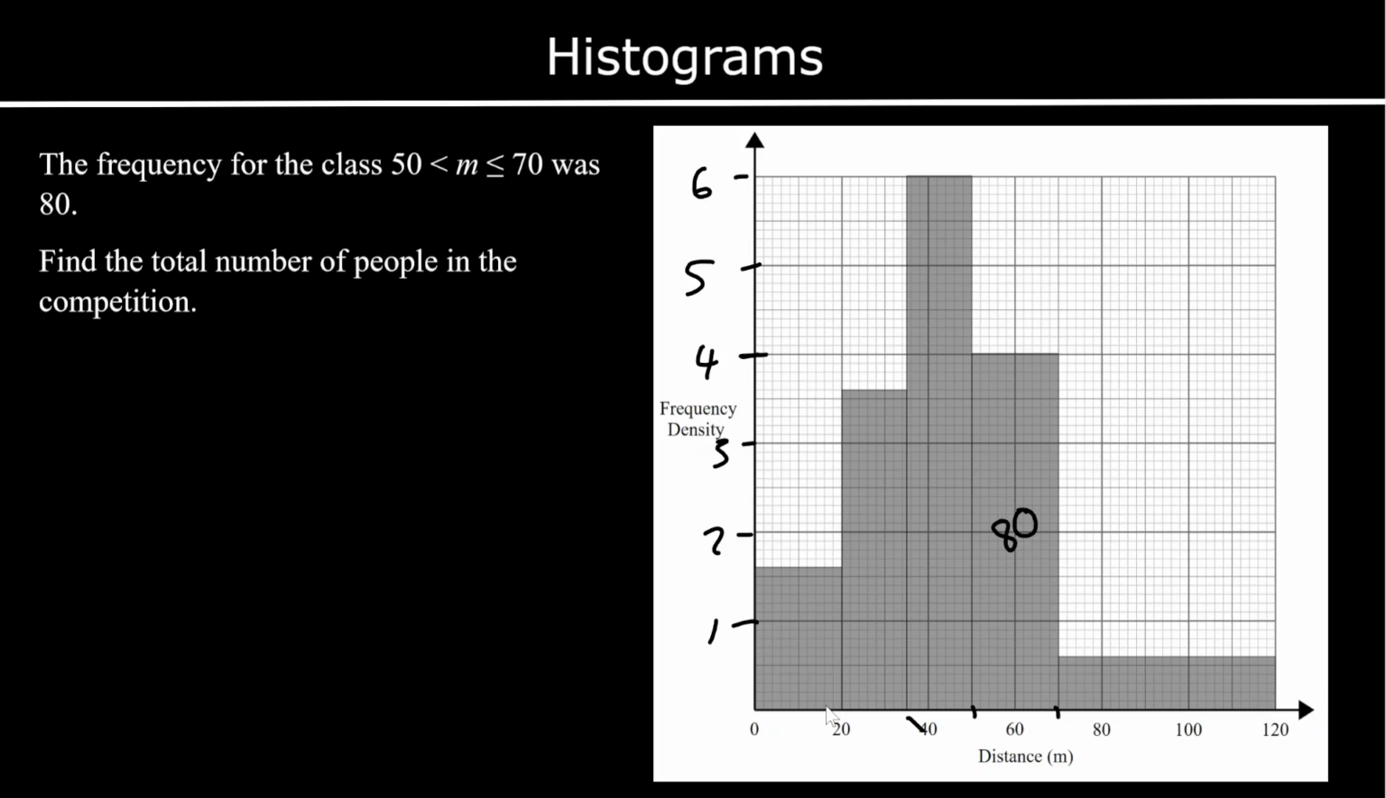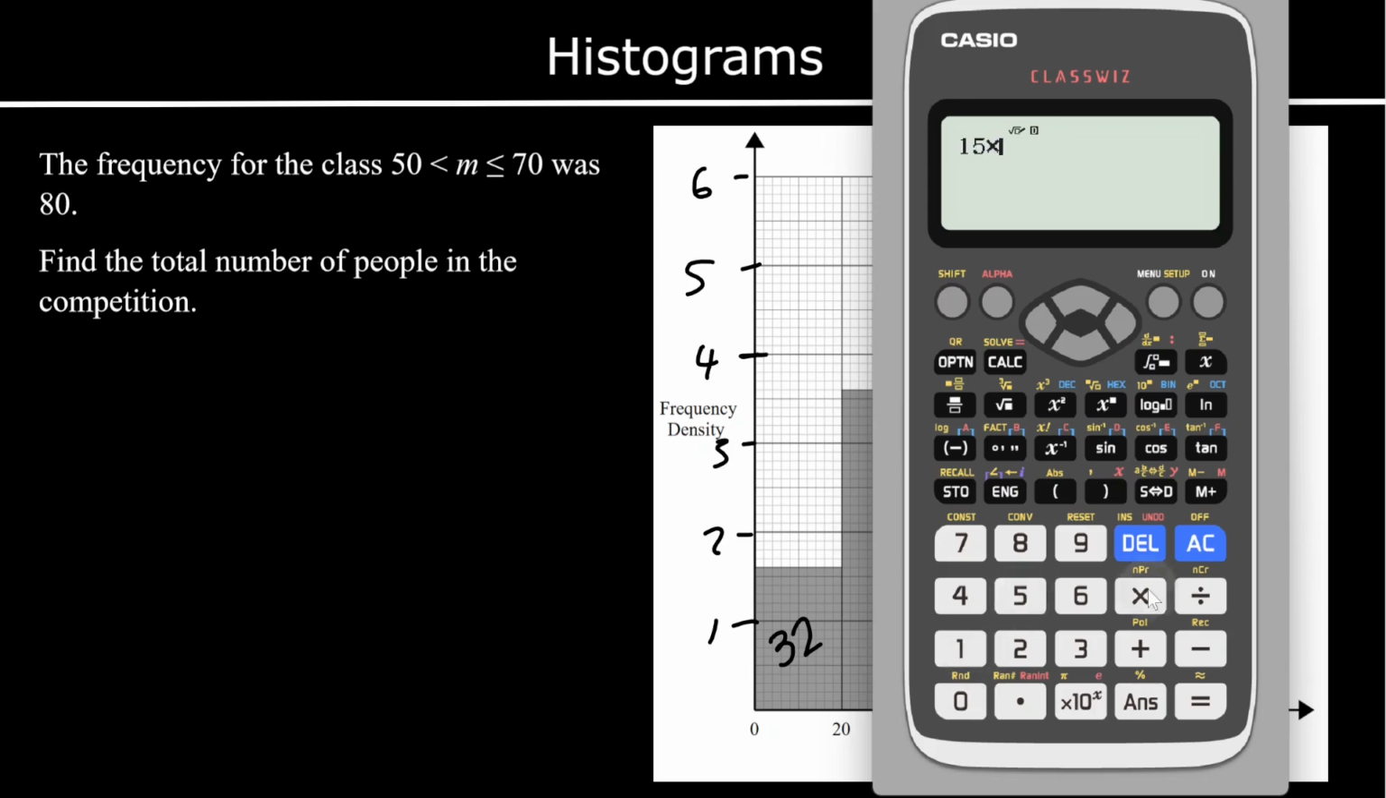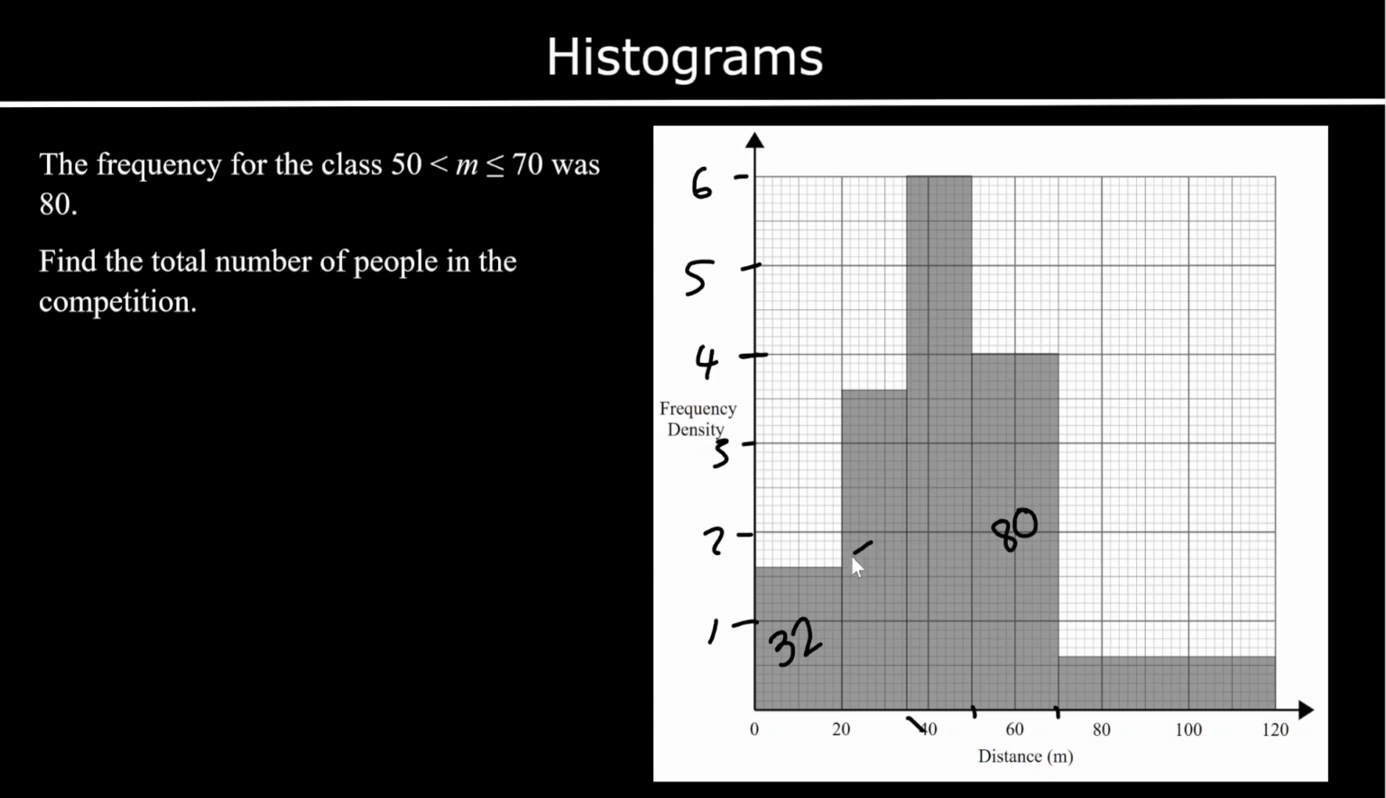So we've got 1.6 times 20. We have 15 3.6s, which is 54. We have 15 6s, so 90. And we have 50 times 0.6, which is 30.